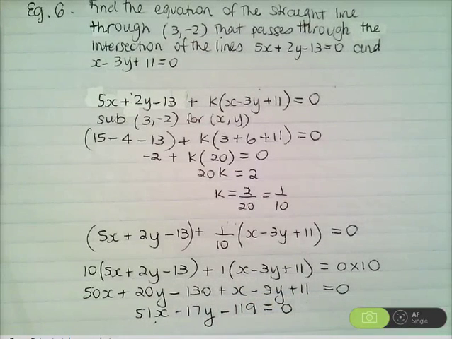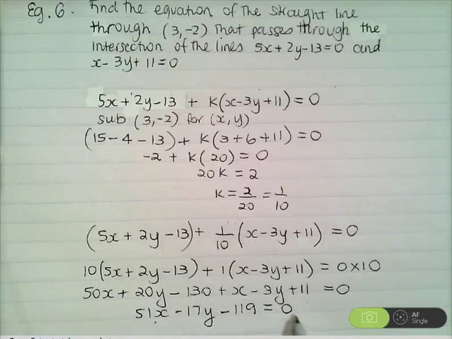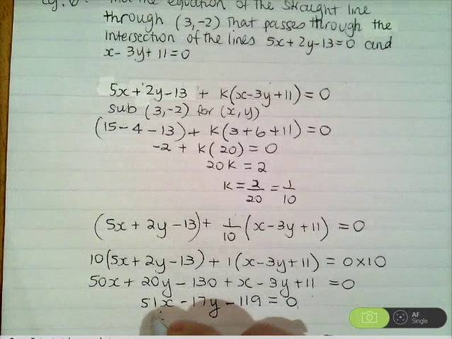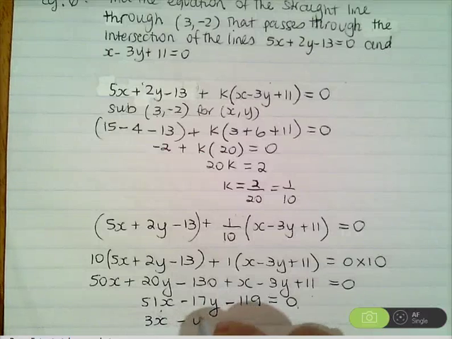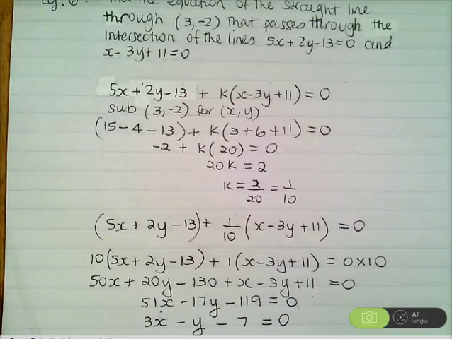Now I need to see if I can divide that by anything, and I don't think it's divisible by 3. It might be divisible by 17, so I'll try that. Dividing by 17, we get 3x minus y minus 7 equals 0. So that's the equation of that line. Our answer is 3x minus y minus 7 equals 0, because we divided all of these terms by 17.